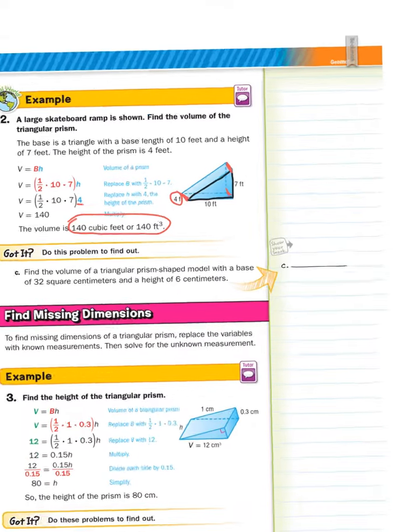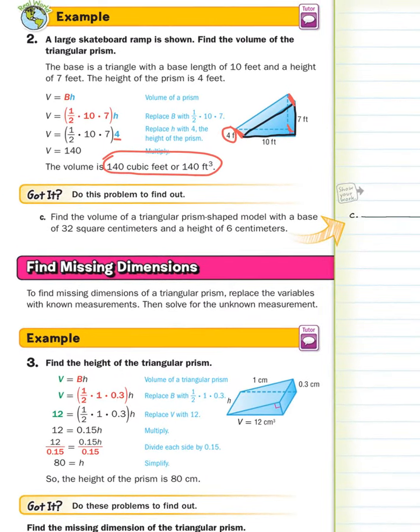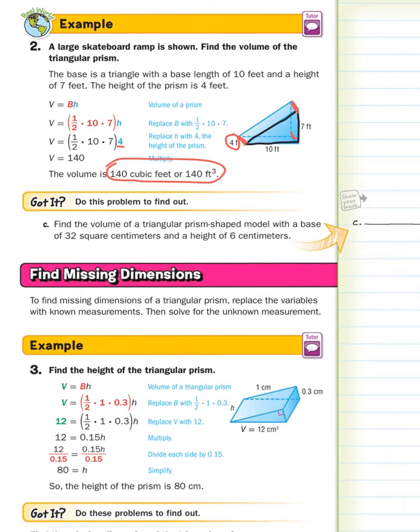All right, so let's start with just the formula. Volume is big B times H. Okay, so here's why this is actually easier. Remember what big B is. Big B is the area of the base. And you know area is square centimeters, right? So this says it's a triangular prism model with a base of 32 square centimeters. You see that square centimeters? That means area, right? So this 32 is already big B. They already figured big B out for you. You don't have to figure that out because it says the base is 32 square centimeters.